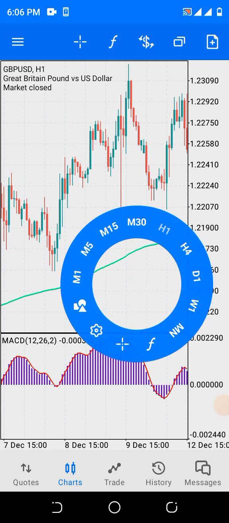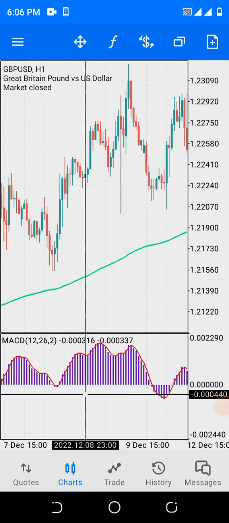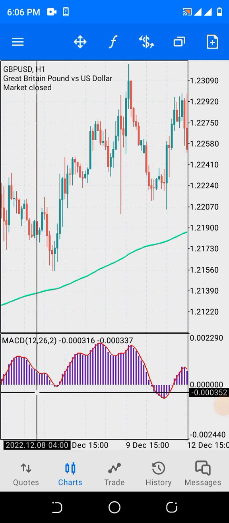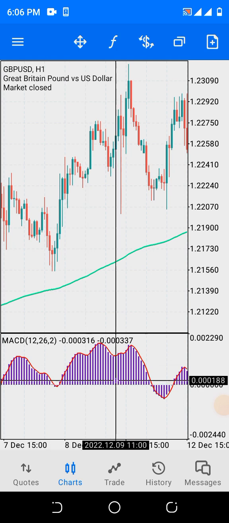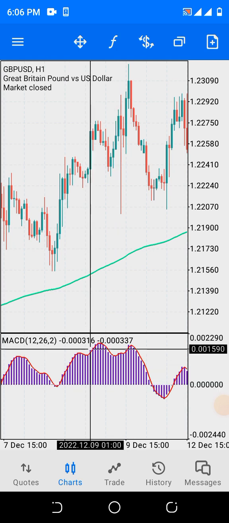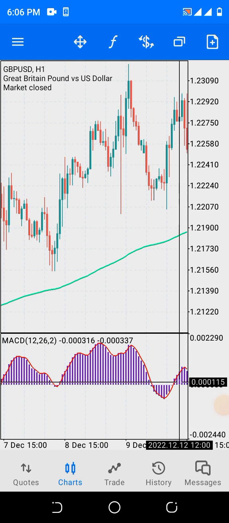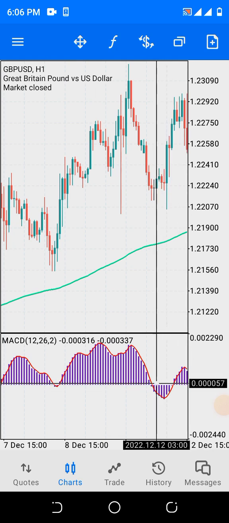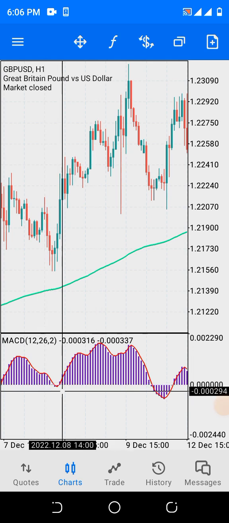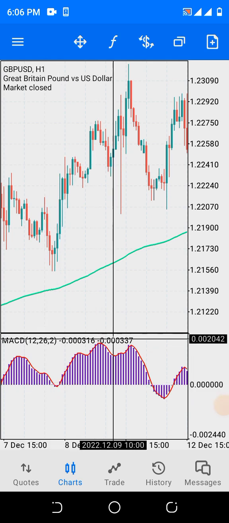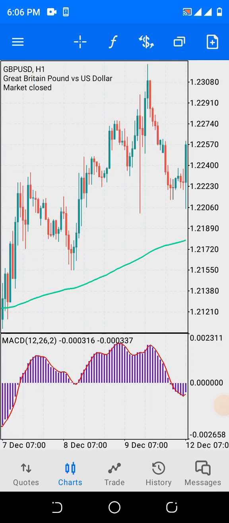Now when you look at the side of MACD, this area is for the MACD indicator. Look at this line here. We have an upper section and a lower section. This is the zero mark here. Are you seeing it? Here is the zero mark.